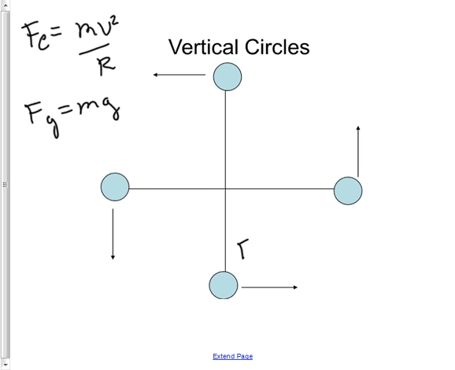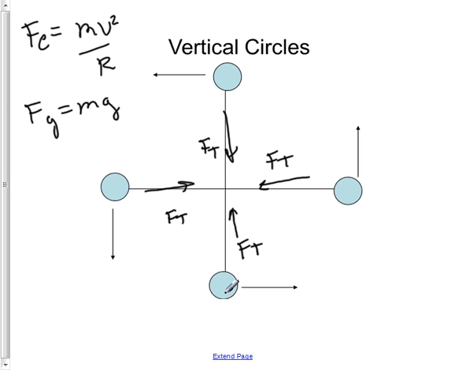Now, force tension is pointing to the center of the circle because it is the string that's making the circle possible. So centripetal force always points to the center of the circle. So I'm labeling force tension at all positions. Now the question we need to answer, though, is how does gravity affect this.